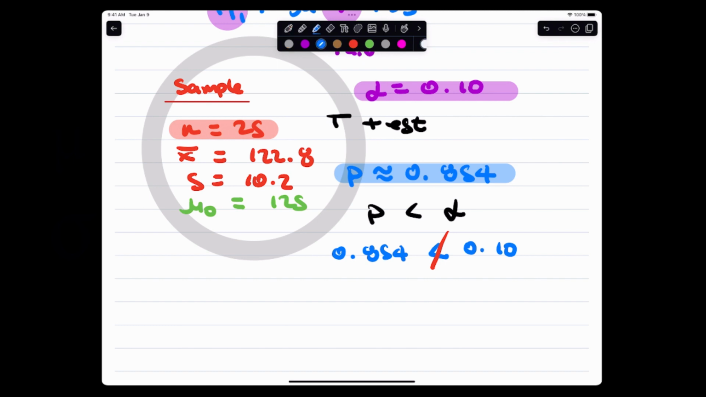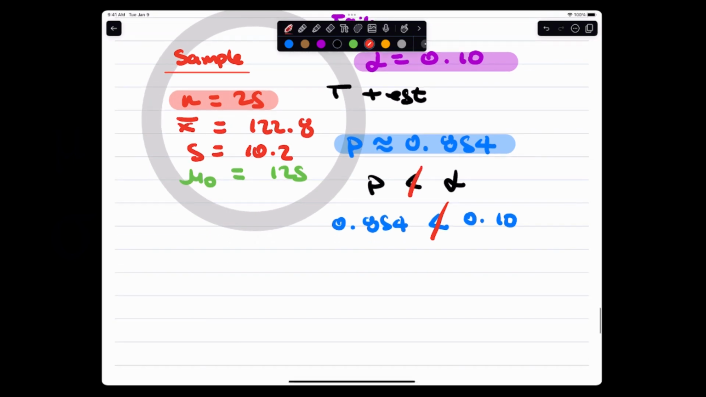What does that mean if the p-value was large? Do you guys know? If the p-value is low, the null has to go. Here, the p-value is not low. So what does that mean about the null? We have to keep the null.